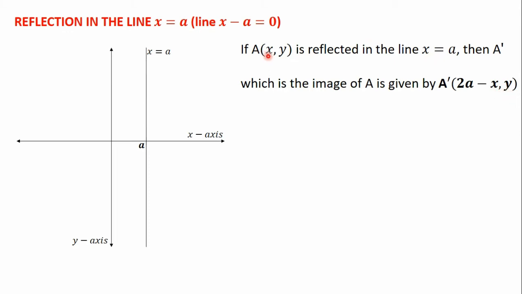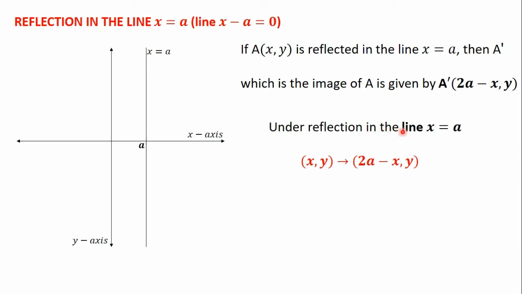So if you have the point A with coordinates xy, and we use the line x is equal to a or line x minus a is equal to 0 as our line of reflection to reflect that point, then the image of point A, which is given by A prime, will have the coordinates 2a minus x as the x coordinate and y as the y coordinate. So this means that under a reflection in the line x is equal to a or line x minus a is equal to 0, the rule of the transformation is xy maps to 2a minus x as the x coordinate, then y as the y coordinate. So this means that to reflect a point in the line x is equal to a, you substitute the value of a into what we have here, and that will get you the rule for the transformation. Then you use that rule to transform the point.